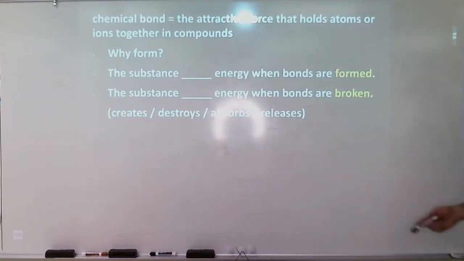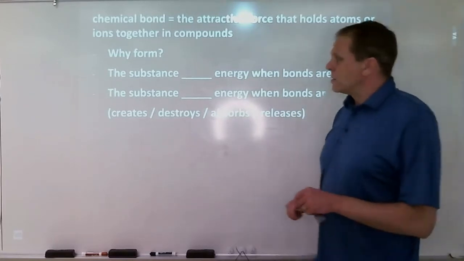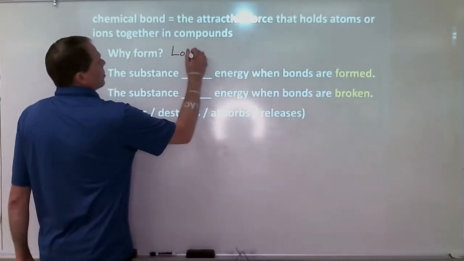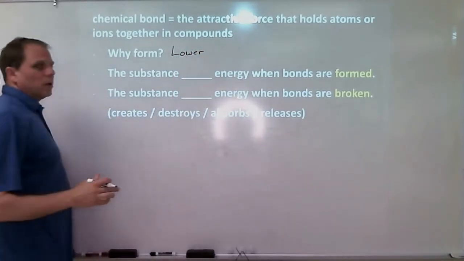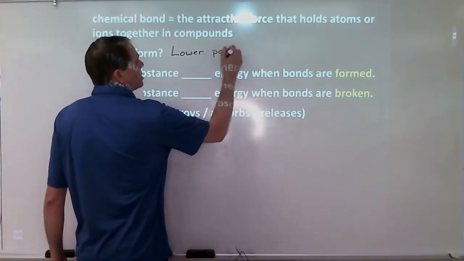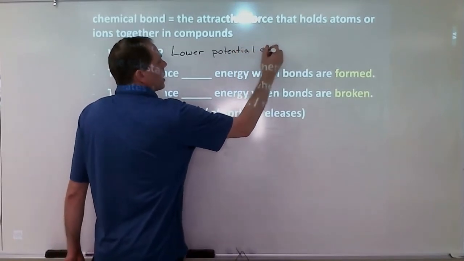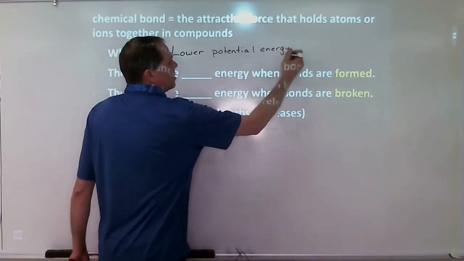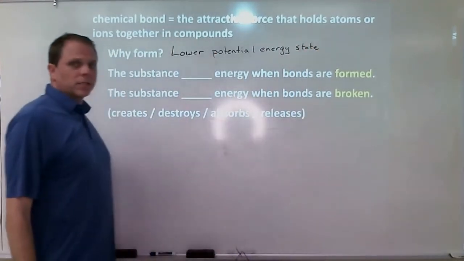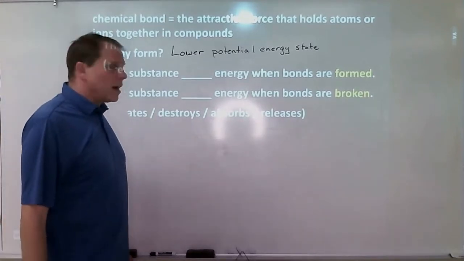A bond is going to form in order to reach a lower potential energy state. Okay, so the big thing here we want to think about, bonds are typically going to form so that the individual atoms will be able to get to a lower potential energy state as a new combination than they had before. And they're usually trying to share electrons or transfer electrons, right? Sharing of electrons is covalent bonding. Transferring electrons is the ionic bonding.